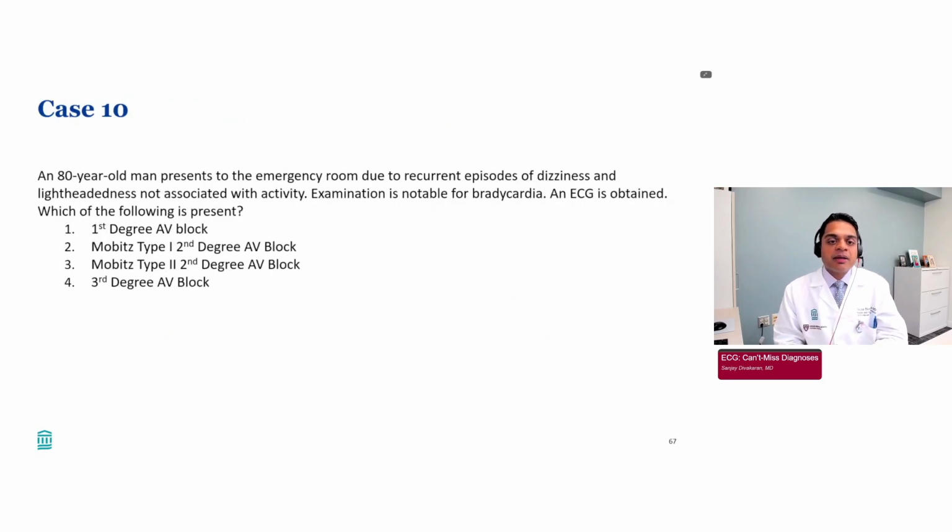Case 10, an 80-year-old man presents to the emergency room due to recurrent episodes of dizziness and lightheadedness not associated with activity. Examination is notable for bradycardia. An ECG is obtained. Which of the following is present? 1, first-degree AV block. 2, Mobitz type 1, second-degree AV block. Or 3, Mobitz type 2, second-degree AV block. Or 4, third-degree AV block.